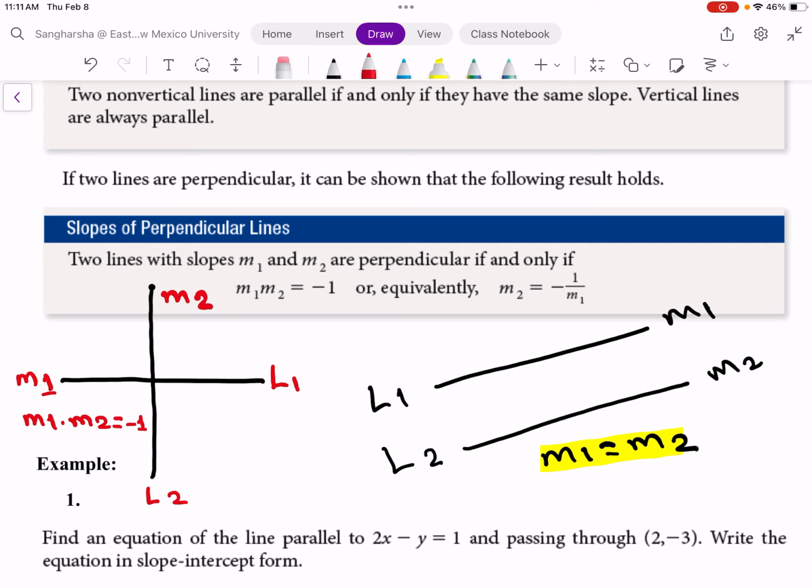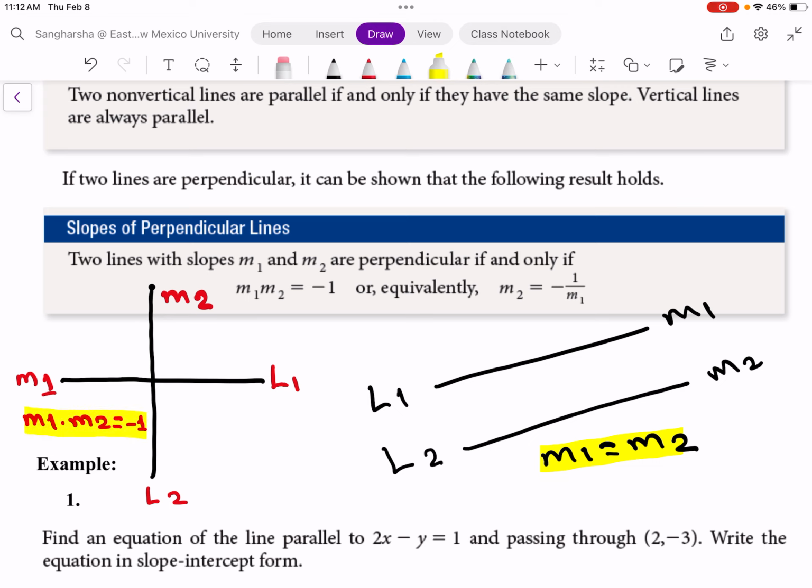If the lines are perpendicular and you multiply their slopes, the product has to be -1. Then only it is perpendicular. If you get a product other than -1, then they are not perpendicular. It has to be always -1. The product has to be -1 if the lines are perpendicular.